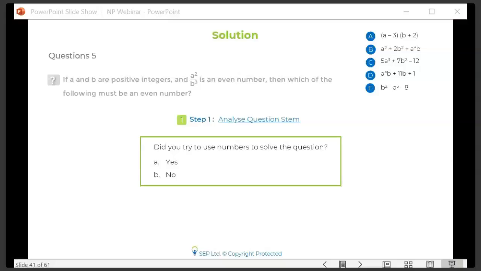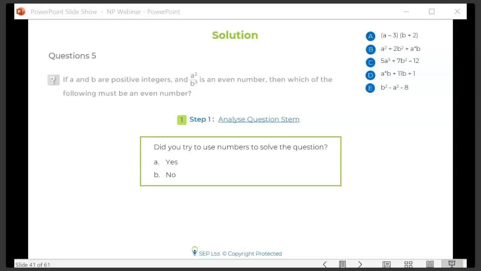or not? So I've added a poll here. Do mark yes if you're trying to solve this question using numbers. Okay, I can see almost all of you, in fact, every one of you tried solving using numbers. Okay, 17% of you did not.